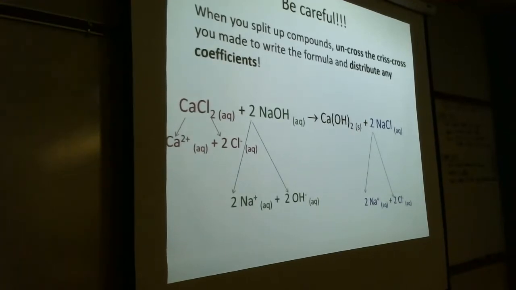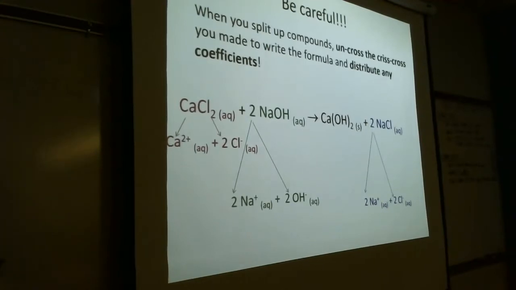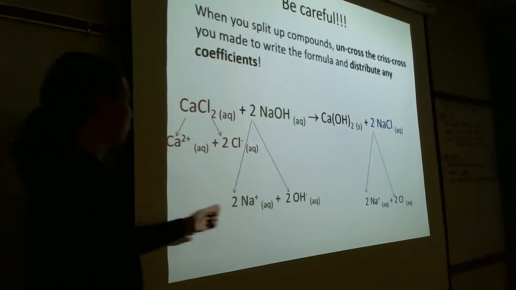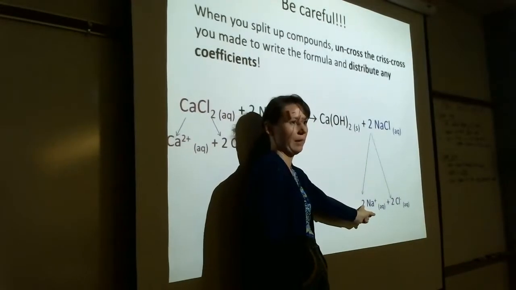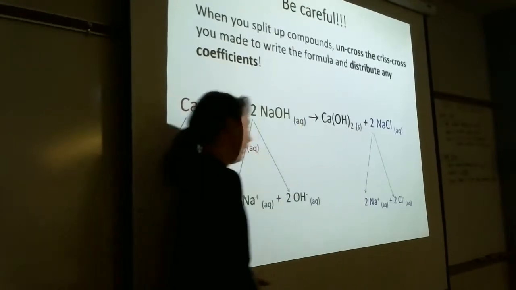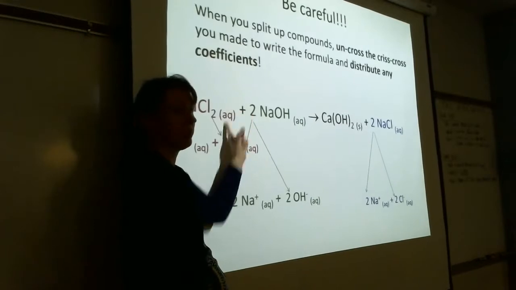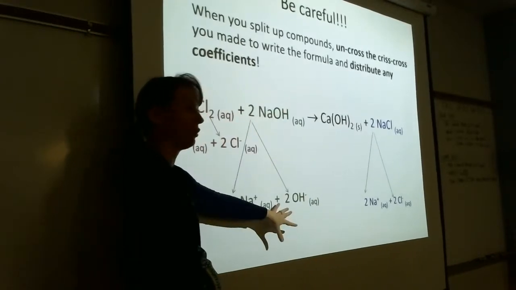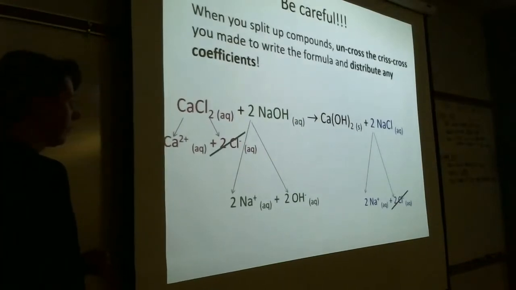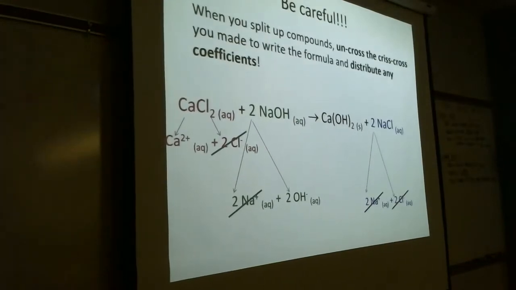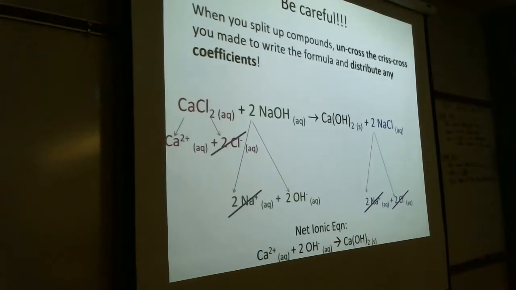Now here's where I say your coefficients should match exactly for any spectators. I've got 2 Na on the reactants, and look at that, I've got 2 Na on the products. If I had 1 Na on the product and 2 on the reactant, I'd need to go back and double check, because they should match if you've uncrisscrossed and distributed all your coefficients correctly. So my chlorides and my sodium ions, they're all spectators. There's my net ionic equation.